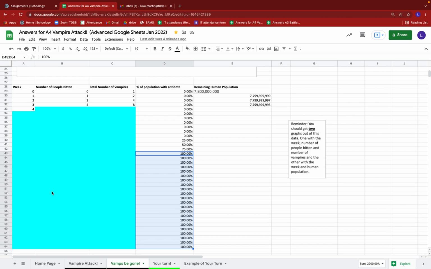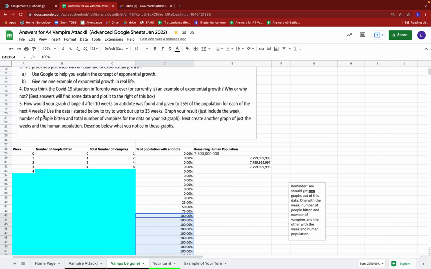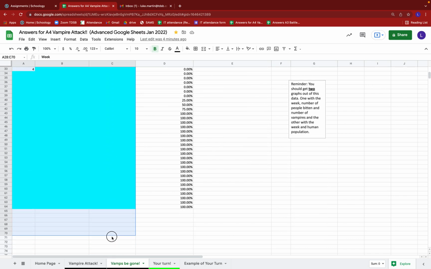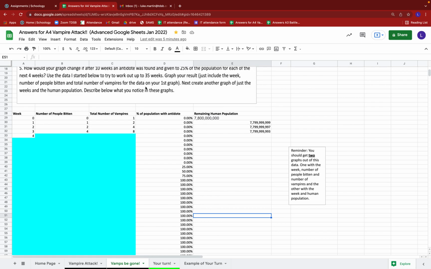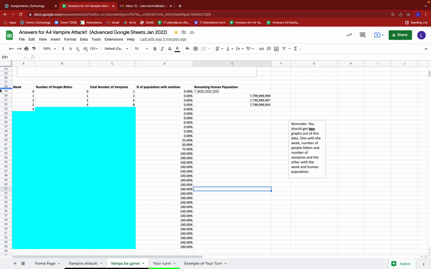So once you have that done, you make one graph that, it says up here, you wanted just the week, the number of people bitten, and the total number of vampires. So you would just take this section here and select it, and create your chart out of that. Then for the second graph, you would want to create one of just the weeks and the human population. So for that, you want column A, and you want column E.